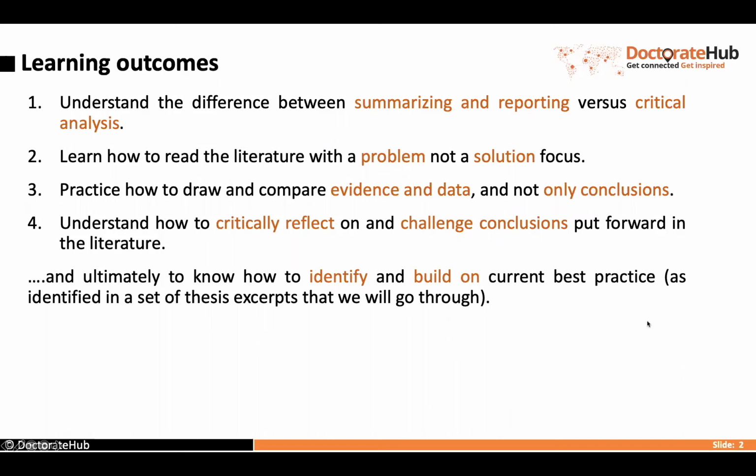Most of our webinars touch on that point because it's something that students really struggle to learn: to adopt a problem focus and move away from solution-driven actions. Then we will also look at how to pick on the evidence and data in the literature, not only on the conclusions, and how to critically reflect and challenge conclusions that are put forward in the literature. So to ultimately allow you to know how to identify and build on current best practices.